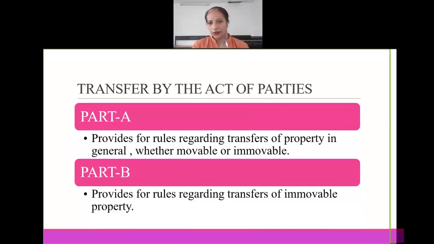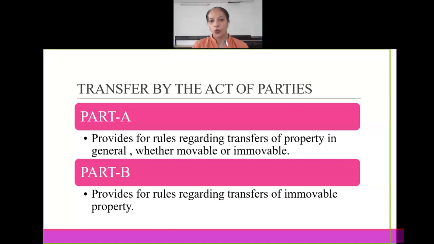Now, if we take into consideration the scheme of the Transfer of Property Act, we would come to know that there are two parts in it, Part A and Part B. Going through Part A, we find that it provides rules regarding transfer of property in general. That is what we were talking about. This is inclusive of both types of property, the movable and the immovable. Now let us come to Part B. What does Part B provide? Part B of the Transfer of Property Act provides the rules regarding transfer of immovable property.